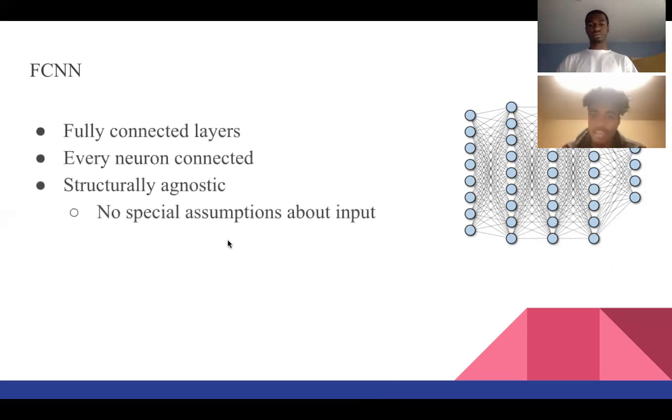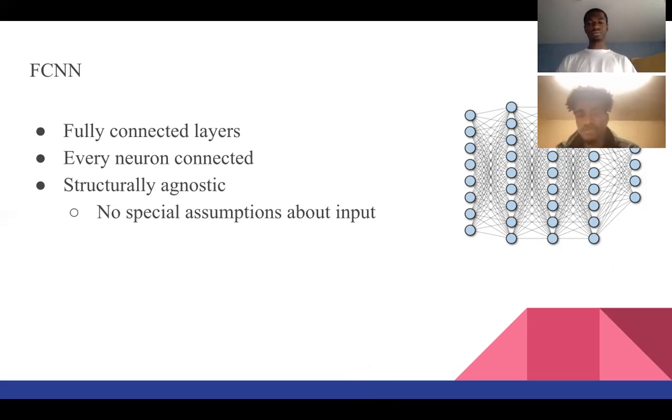So FCNN stands for fully connected neural network, and that's what you see on the right in that little diagram there. Essentially, a neural network is a set of algorithms used to try and minimize the brain, which is what the neural network is. It's like the brain of the AI.